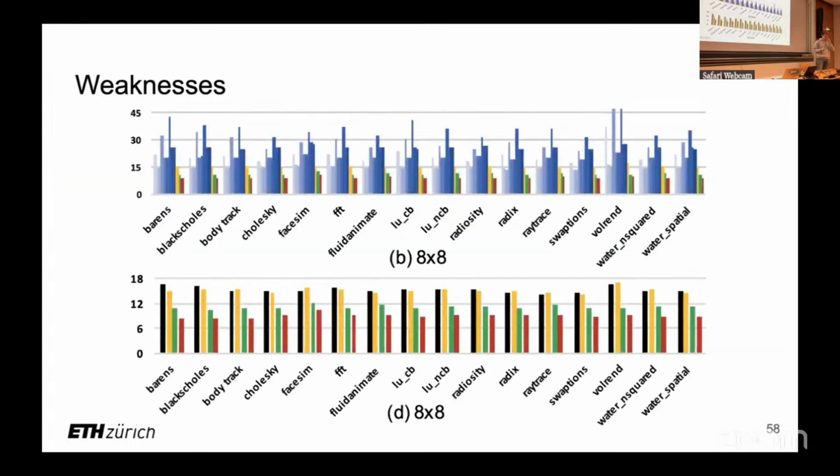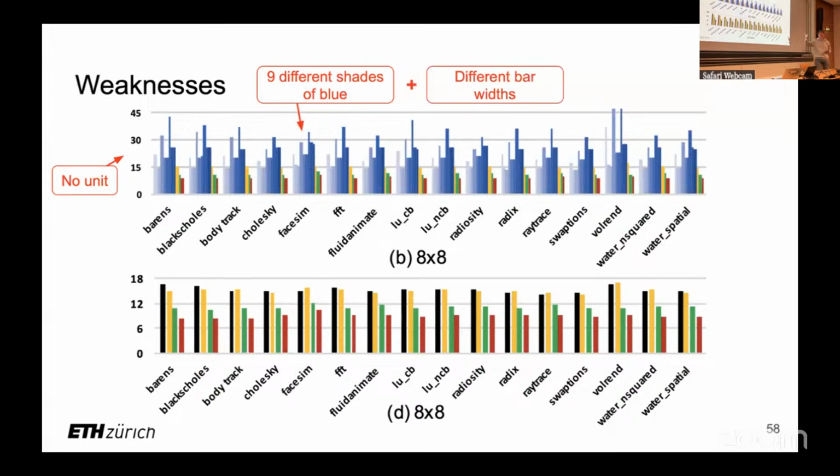And as a last weakness, I want to look at these two graphs that they had side by side in their paper, and I really don't like them. First, we have no unit. Second, they managed to put 9 different shades of blue right next to each other, which makes it really hard to distinguish. And not only that, they even managed to have different bar width sizes, which makes it even harder to distinguish between the blue ones.